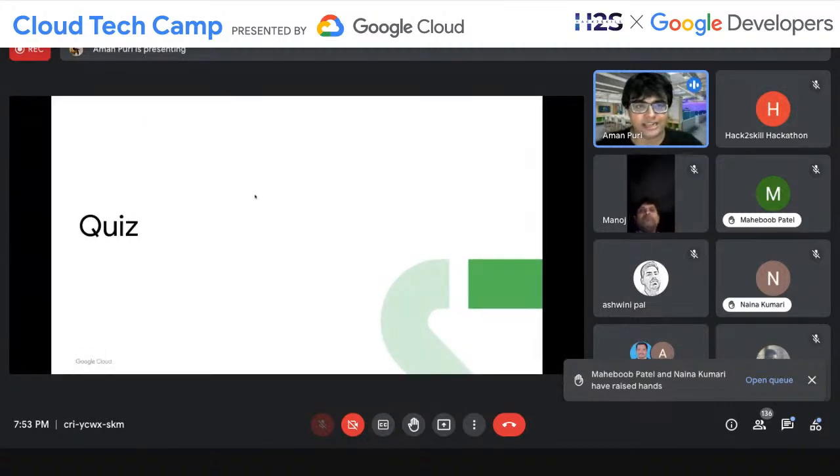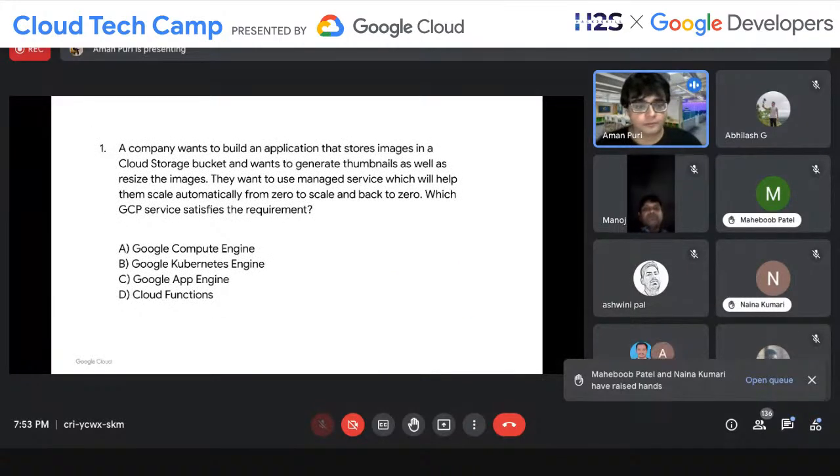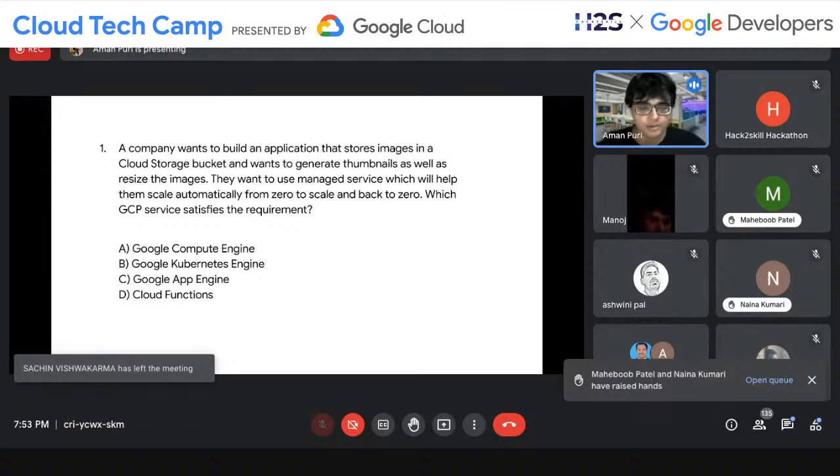We'll take 20 seconds for each question, and let's see what the answer is. So the first question is, a company wants to build an application that stores images in a cloud storage bucket and wants to generate thumbnails as well as resize the image. They want to use a managed service which will help them scale automatically, from 0 to scale and back to 0. Which GCP service satisfies the requirements?